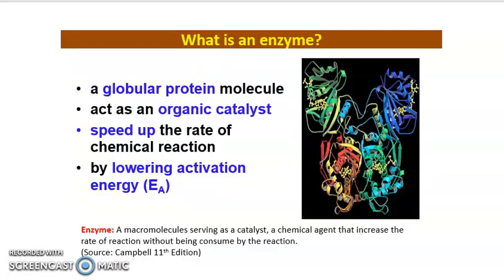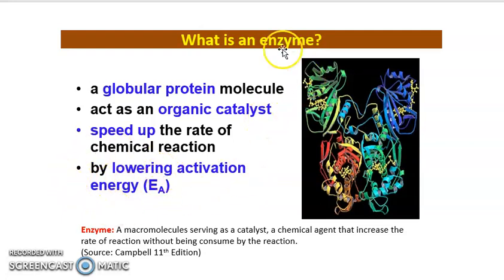So first of all, what you have to know in this chapter is the definition of enzyme. So what is enzyme? Enzyme is a globular protein. I will explain the definition first. Saya akan baca dulu definition dia. So enzyme is a globular protein molecule that acts as an organic catalyst, which speeds up the rate of chemical reaction by lowering activation energy.